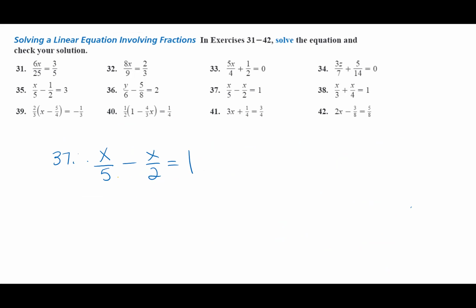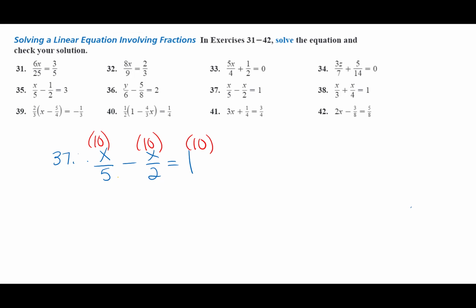Number 37, x over 5 minus x over 2 equals 1. The first step is to determine what the common denominator would be between just those two fractions. Common denominator would be 10. And so instead of changing the denominators to 10, I want you to multiply each term in the equation by 10.